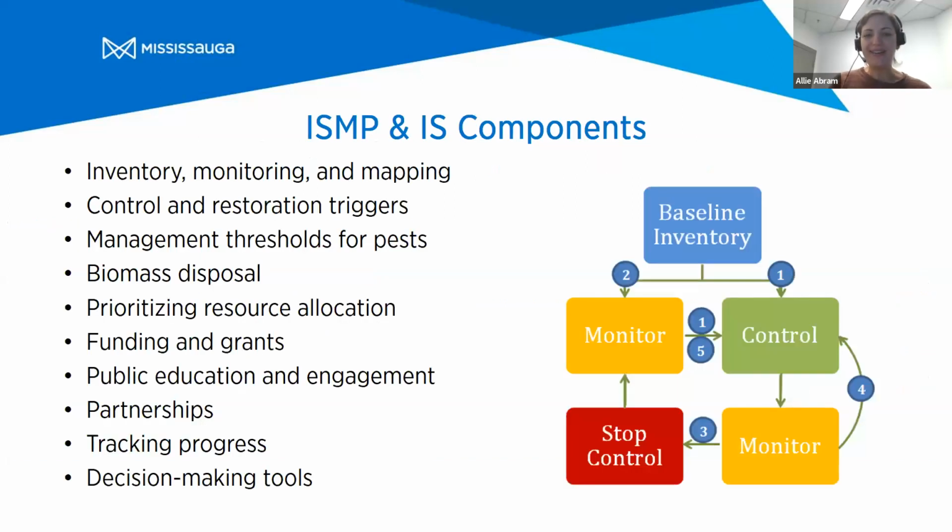Okay, so I really wish I could go through all of the ISMP components in detail because there's a lot of really helpful tools within it, but today I'll just highlight a couple of the components of the plan. So what is really helpful is that it provides specific instructions on how to collect baseline inventories. It provides tools for determining when to control species, when to monitor species, and when to conduct follow-up restoration work, or when to leave the site to naturally regenerate.